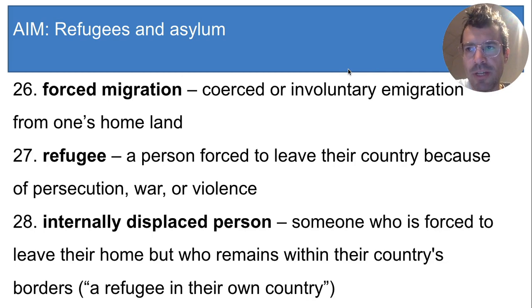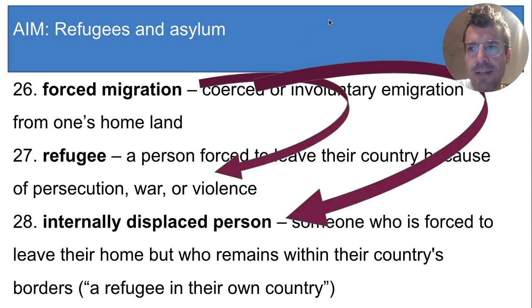Like a refugee, an internally displaced person, or IDP, is someone who is forced to leave his or her home. But unlike refugees who flee to other countries, internally displaced persons flee their homes to other places within their country. They do not cross a border. Internally displaced persons can be thought of as refugees within their own country.